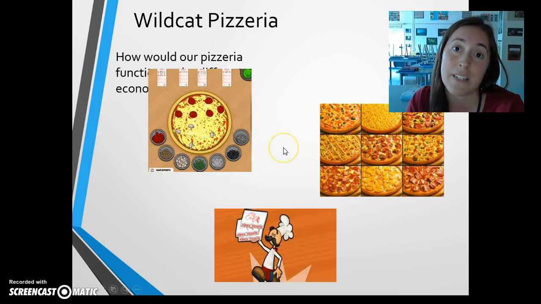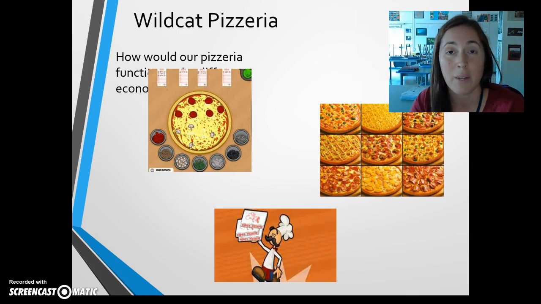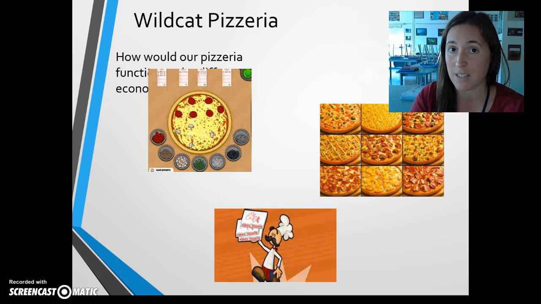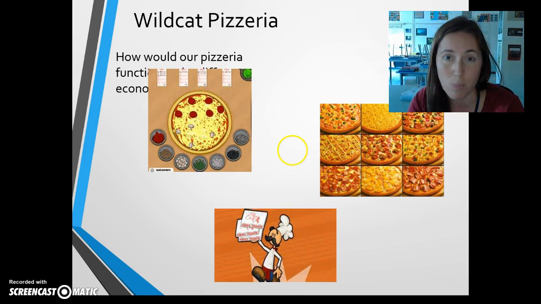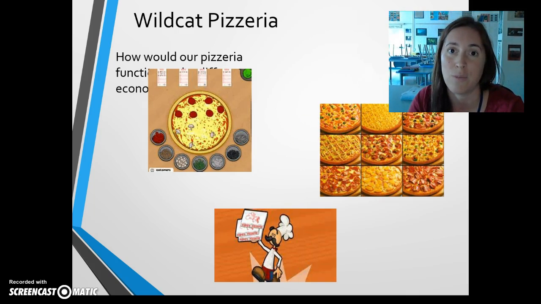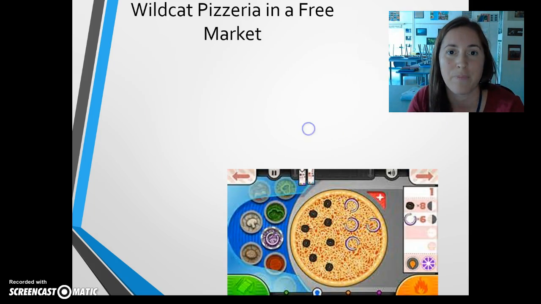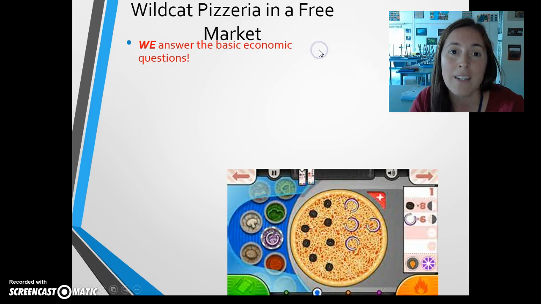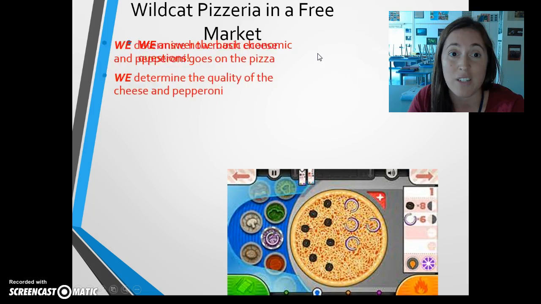Now let's look at a pizza restaurant. If I created and wanted to bring my pizza business, Wildcat Pizzeria, to an economic system, what would be best for me? What would be best for my pizzeria? So I'm going to look at different economic systems and see where I think I should open up my business. So first, let's look at a free market economy. If I did that, we would answer the basic economic questions.